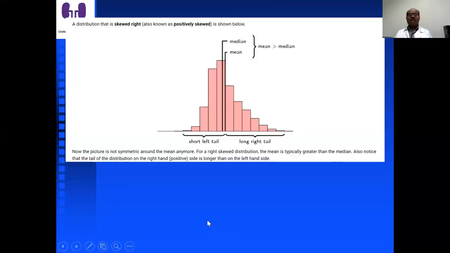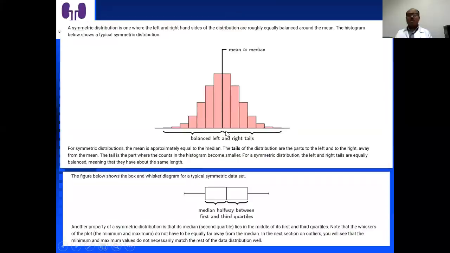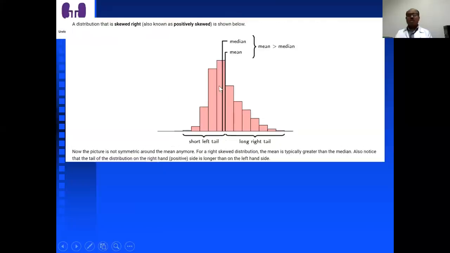If this data is skewed to the right, also known as positive skewed. This is the second item, skewed. Skewed means the mean is not in the middle and it's not equal to the median. So as you see here, the picture is not symmetrical around the mean anymore. For a right skewed distribution, the mean is typically greater than the median. Also notice that the tail of the distribution on the right hand, positive side is longer than on the left hand side.